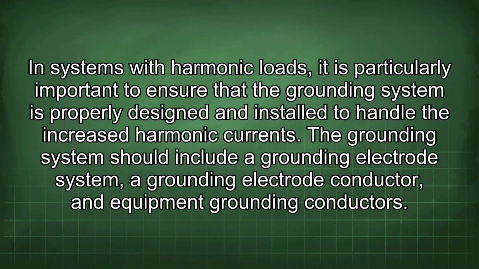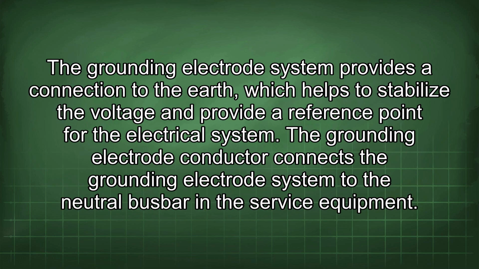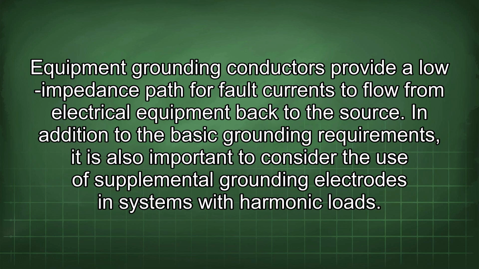The grounding system should include a grounding electrode system, a grounding electrode conductor, and equipment grounding conductors. The grounding electrode system provides a connection to the earth which helps to stabilize the voltage and provide a reference point for the electrical system. The grounding electrode conductor connects the grounding electrode system to the neutral busbar in the service equipment. Equipment grounding conductors provide a low impedance path for fault currents to flow from electrical equipment back to the source.